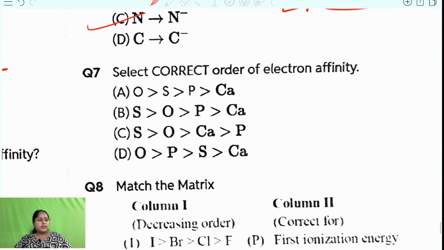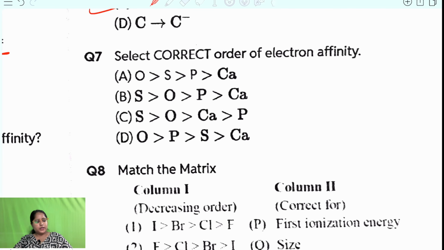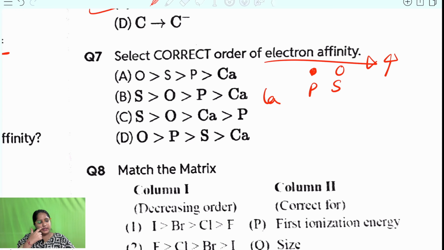Question number 7. Select the correct order of electron affinity. Okay, let us see. First we need to arrange it. So oxygen, sulfur. Here we have nitrogen, and below nitrogen phosphorus. Then what else have they given? Calcium. Calcium will be somewhere here. We know left to right electron affinity increases and down the group electron affinity decreases. So decreasing means calcium will be the least. In every option calcium is the least.